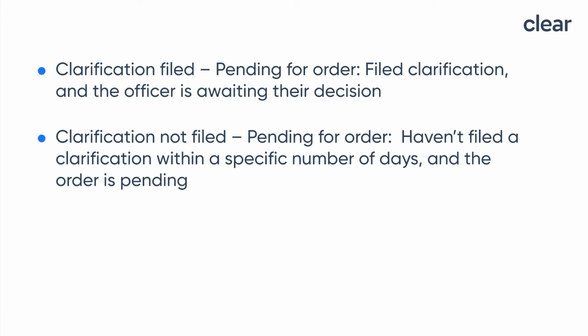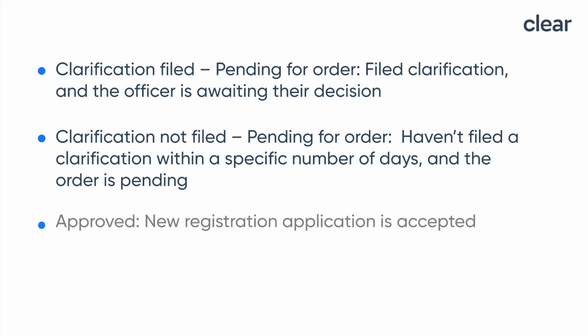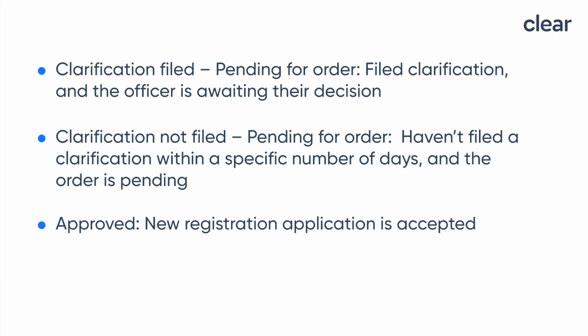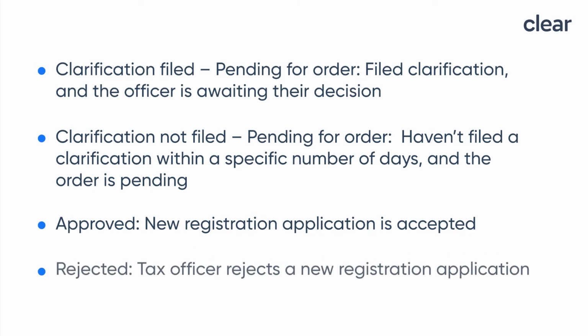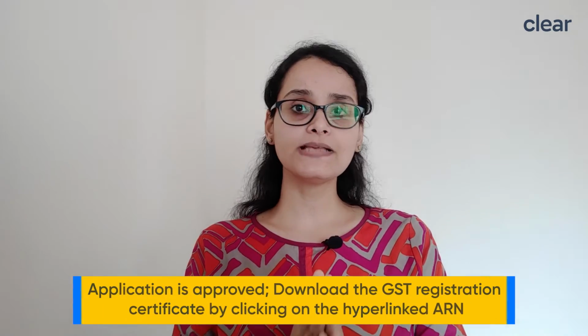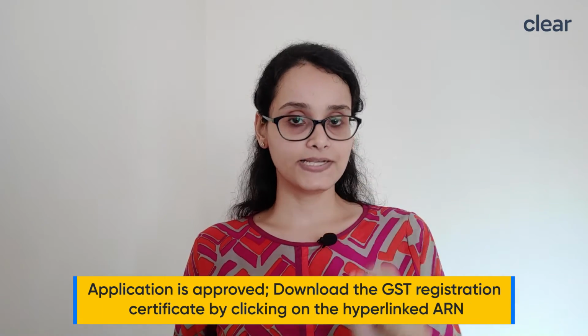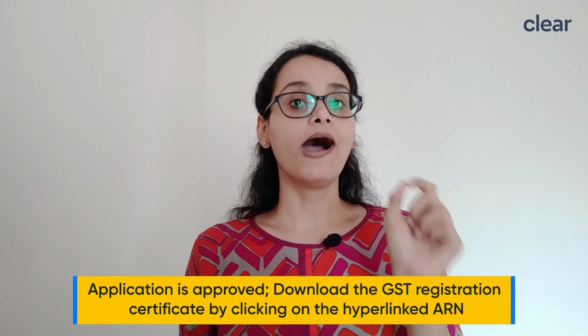clarification not filed, pending for order, when you haven't filed any clarification within a specific period of days and the order is pending, this status appears; approved, once your new registration application is accepted, the user ID and password will be emailed to you; rejected, when a tax officer rejects a new registration application. So you have to check the status of your GST registration application online and take suitable action based on the status of the ARN. Suppose your application is approved. You can download the GST registration certificate by clicking on the hyperlinked ARN or application reference number.